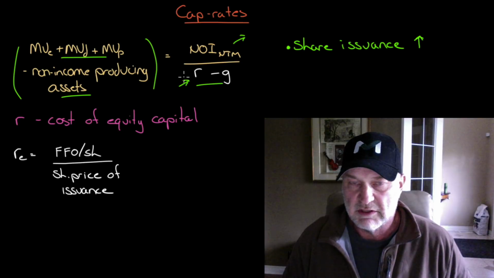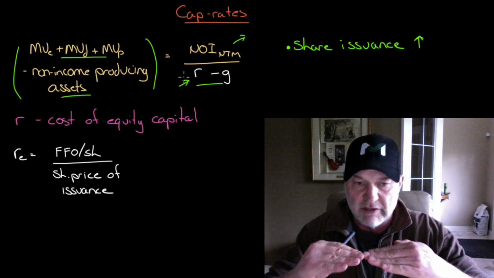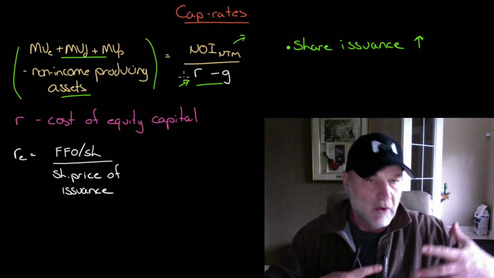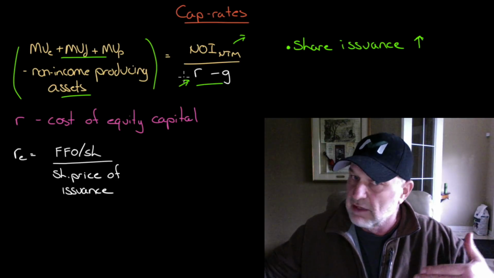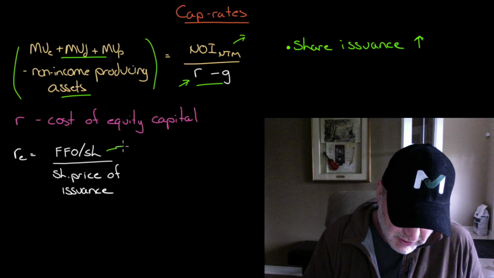When a company does a share issuance, they'll do it at a particular price. From that price of that stock, we can figure out what the cost of that equity was based on what the company was producing, and if you're selling equity for that much, that was the cost of that equity. So we can look at our funds from operations per share. This is your next 12 months.